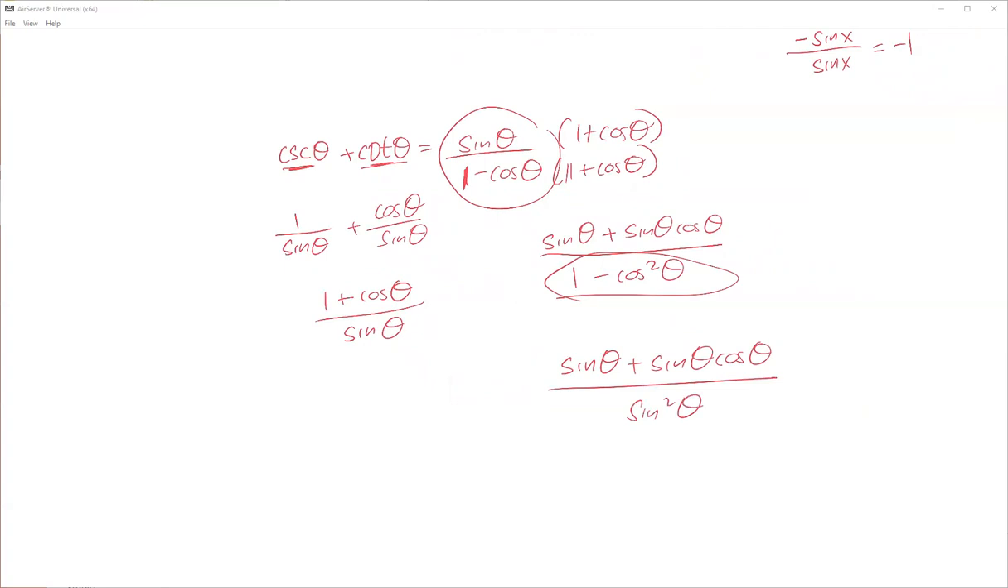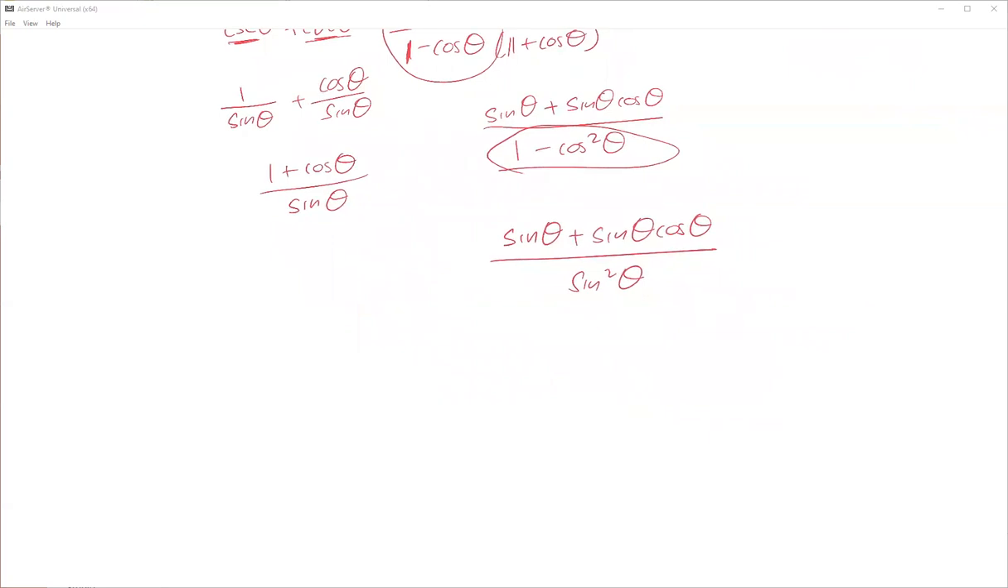I factor out the sine. Once I factor out the sine theta, it's 1 plus cosine theta over sine squared theta, right? What do I do next? I could cancel out the sine thetas. So it'll be 1 plus cosine theta over sine theta, and these equal each other.